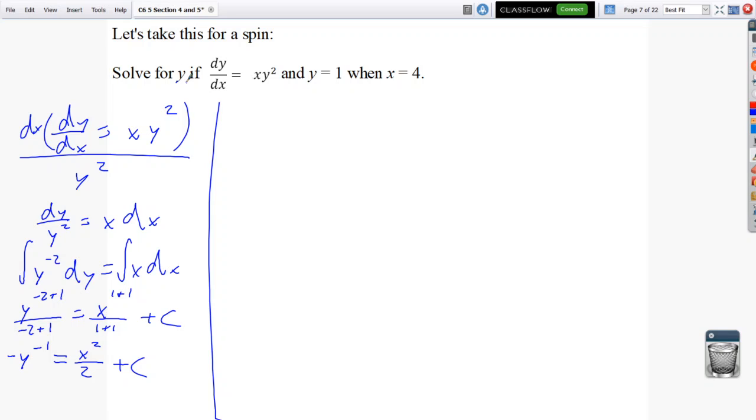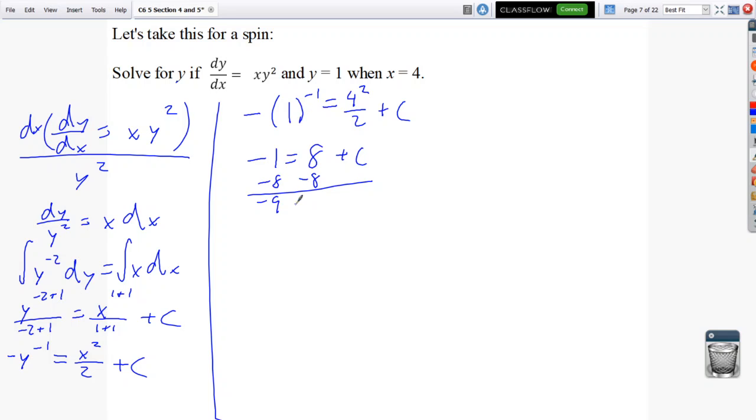So looking here, we have negative y to the negative first is equal to x squared over 2 plus c. We're just going to solve this for c. I think this ends up being negative 1 is equal to 16 divided by 2 gives me 8 plus c. Subtract 8.